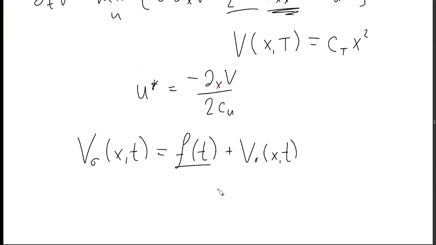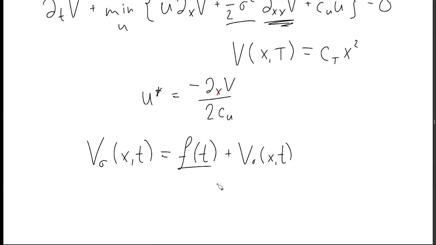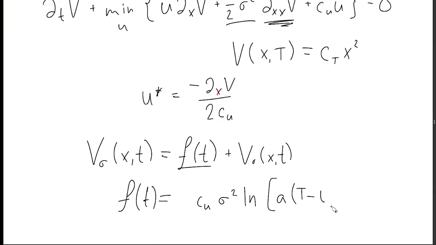So I will tell you what that term should be. That f of t that I need to cancel out the second derivative is going to be, sorry, no, I don't need the 2. I just need sigma squared times the natural log of a t minus t plus c. And this thing here is going to be my new value function.